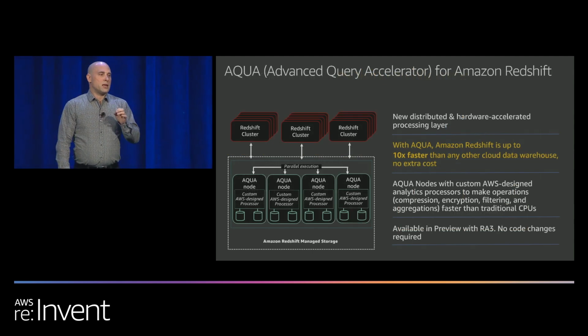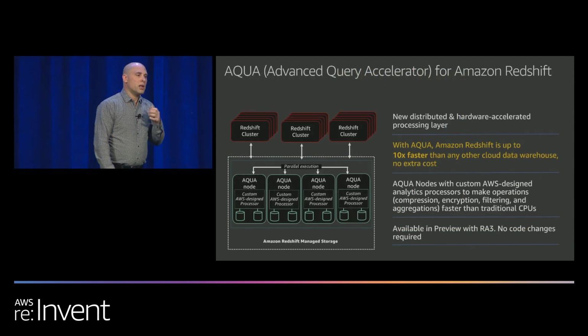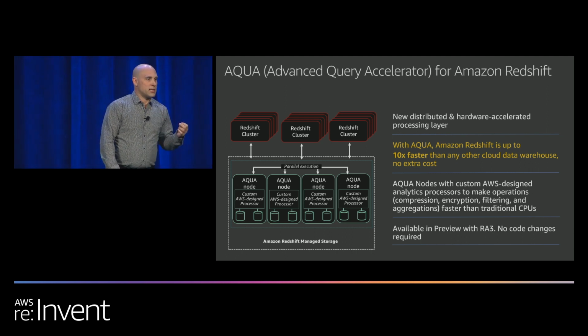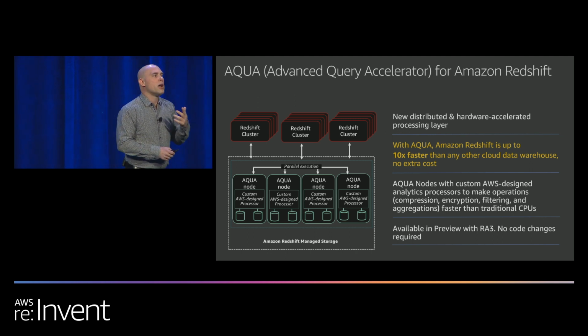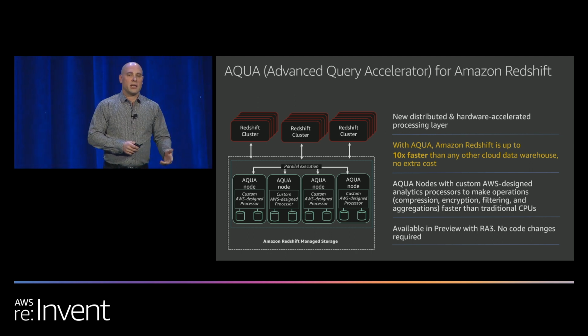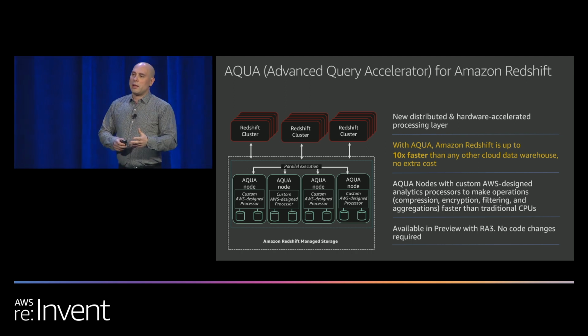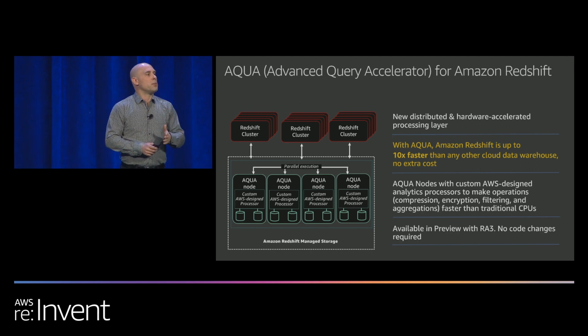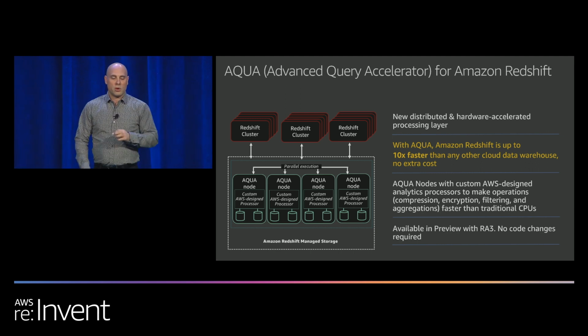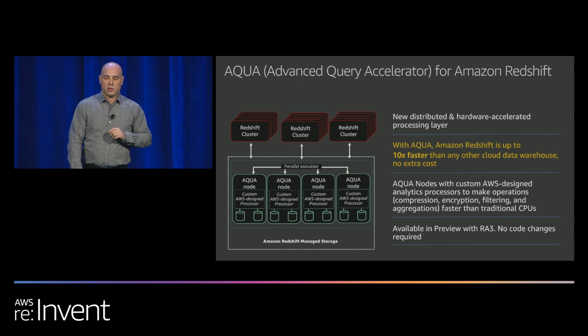We also announced yesterday Aqua in the keynote. What Aqua essentially is, is AWS-designed analytics processors that are close to that storage. They are in the Redshift managed storage layer, and they take care of things like encryption, decompression, filtering, and being able to do some aggregates. So it's hardware-accelerated chips that are able to speed up those certain operations and also limit the amount of data movement across the network with this Amazon Redshift managed storage.